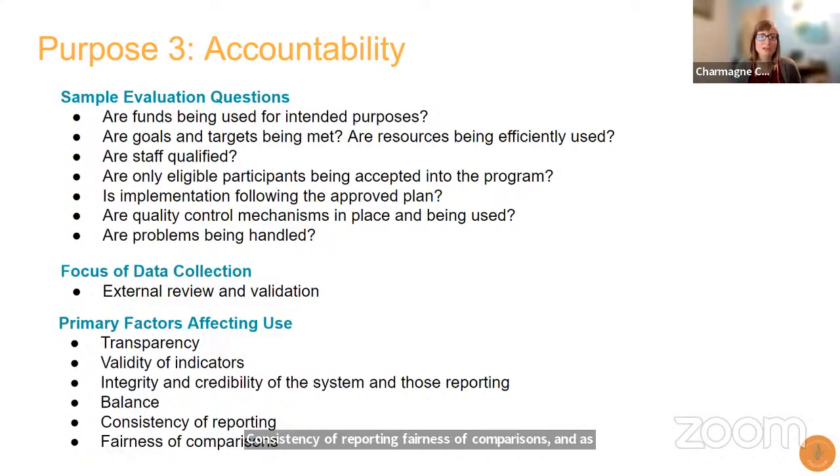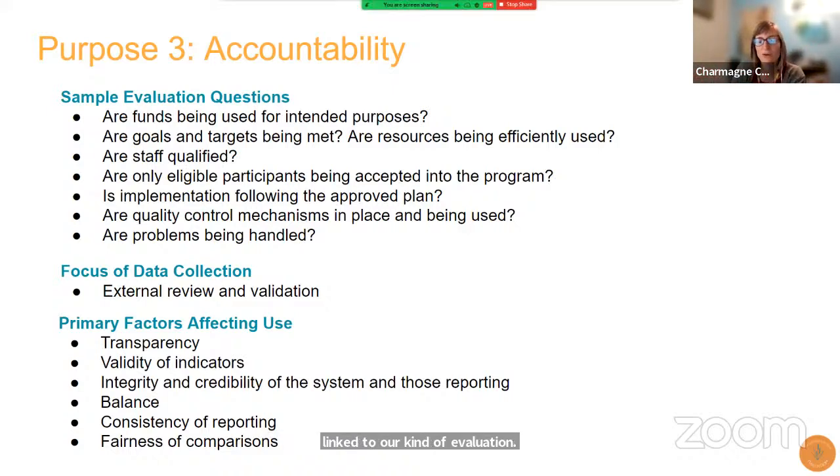And as we were thinking through accountability, a lot of examples came up, some of which are more directly linked to our kind of evaluation, but there are so many different ways that we see accountability show up in the world. And as you read the news and hear stories, you'll probably see a lot of examples of where accountability evaluation has caught or failed to catch some pretty critical things.